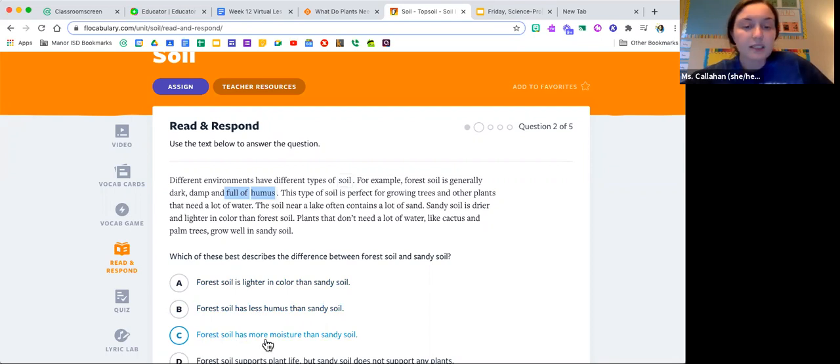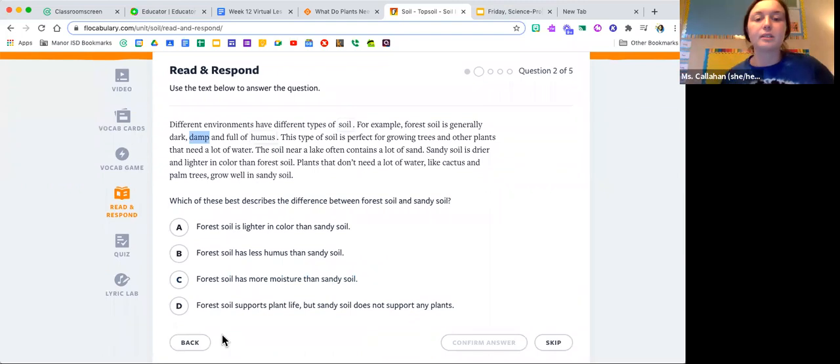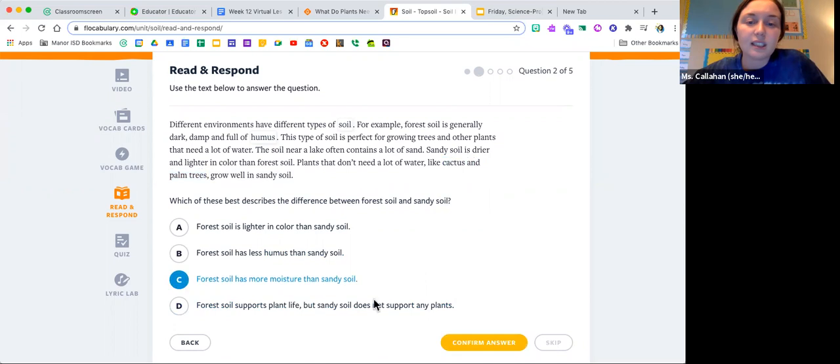C, forest soil has more moisture than sandy soil. Well, let's think. For example, forest soil is generally dark, damp. Damp means full of moisture, right? And full of humus, whereas sandy soil is drier. Well, that one has to be correct, but let's double check. D, forest soil supports plant life, but sandy soil does not support any plants. Not true, because it says that cactus and palm trees grow well in sandy soil, right? So those are living things, those are plants. The correct answer choice is C.